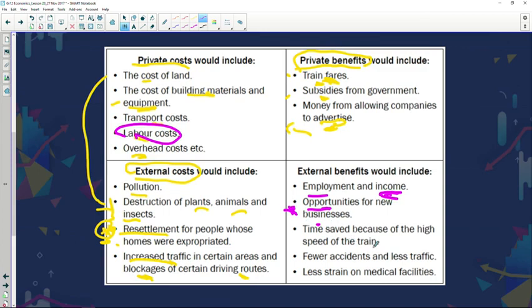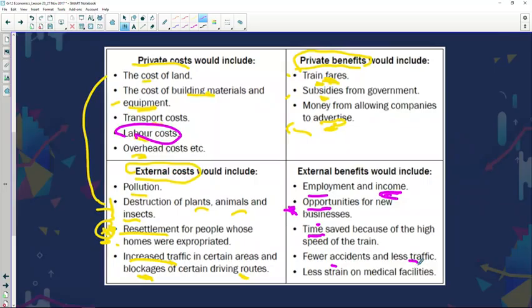Time saved because of the high speed of the train. That is a huge factor. We know that time in business is a big thing, and hence, business people don't like you to be late for meetings because if you delay them, they could be making money. They say time is money. So the fact that people could save time means that they can now generate more money because they don't have to sit in traffic to go to this meeting and that, but they could just hop onto the train and be taken to their destination.